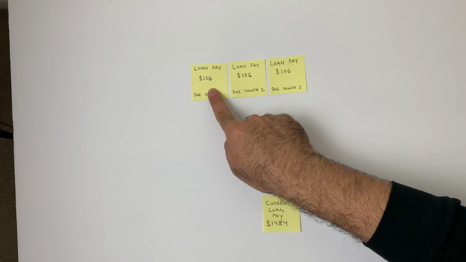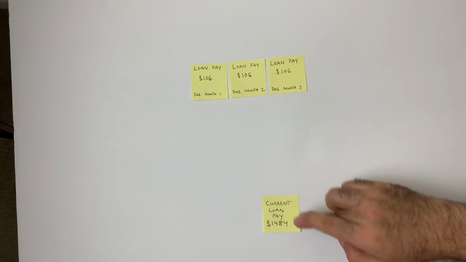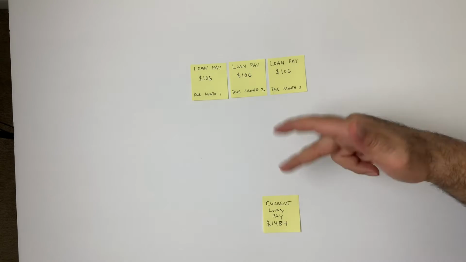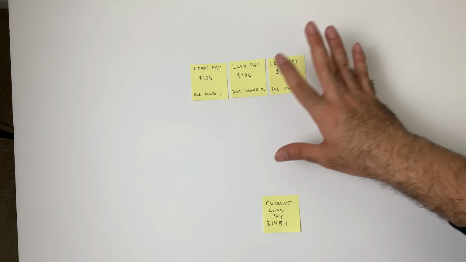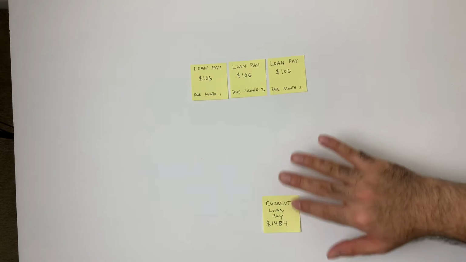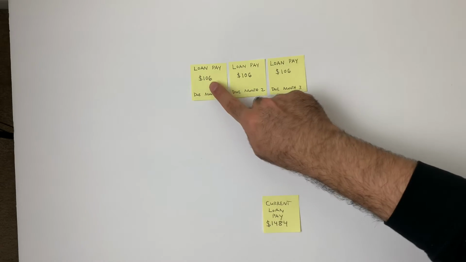I already know that the math works out to 106. So that's what this number actually was, counting the interest. Sometimes you have to do the math yourself. I already did it, so this is how I got this number.